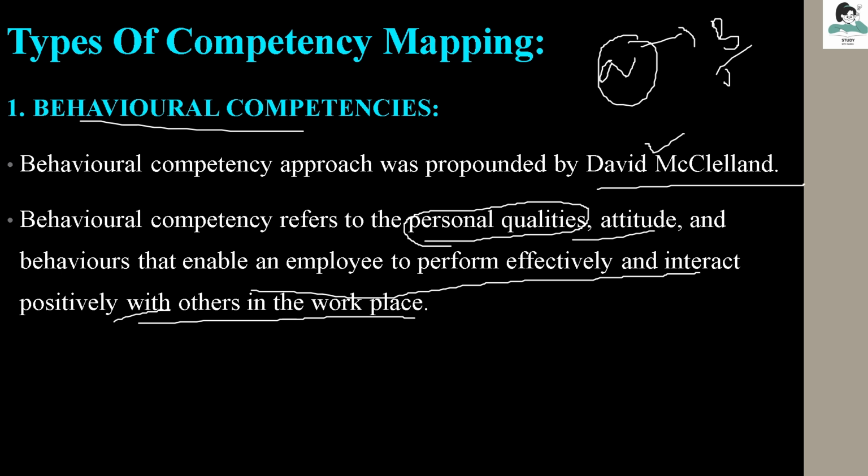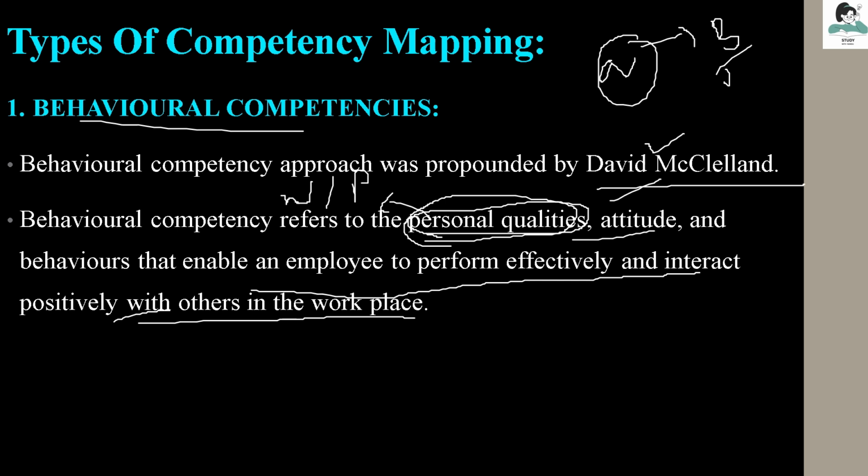So what do we mean by personal qualities here? Personal qualities are the natural characteristics of a person, like honesty, whether he is confident or not, whether he will be able to take up responsibilities or not, and how much patience he has. Yes, all this comes under personal qualities. Attitude means how a person thinks and reacts towards the work.